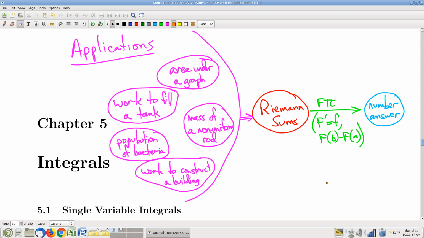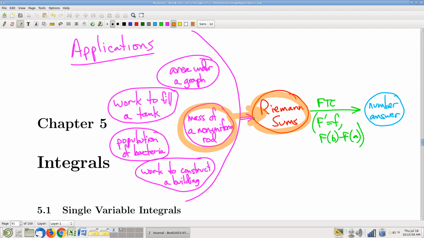And the reason why is because of the very great number of applications. I deliberately made this circle too big to fit on the page. There's a tremendous number of applications of integrals and the fundamental theorem of calculus. And the way those applications work, practically all of them, is that you take the application, and step one is you write the answer as a Riemann sum.